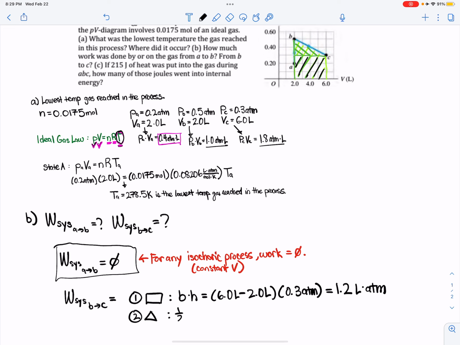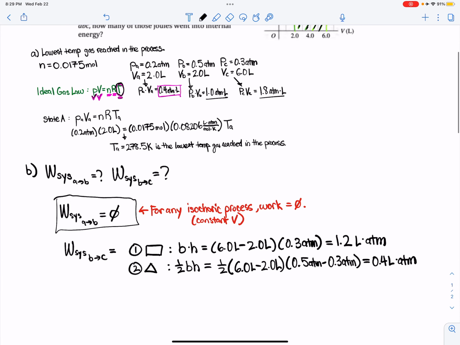And for the triangle, we have 1/2 base times height, which is the area of a triangle. So that is 1/2 times the base, which is 6.0 liters minus 2.0 liters. That's this guy, and then the height is just this guy, 0.5 ATM minus 0.3 ATM. If I plug that in my calculator, that is equal to 0.4 liters times ATM. Now I have to add my area of the rectangle plus the area of the triangle. So the total area is 1.6 liters times ATM. That is my work done by the system from B to C.